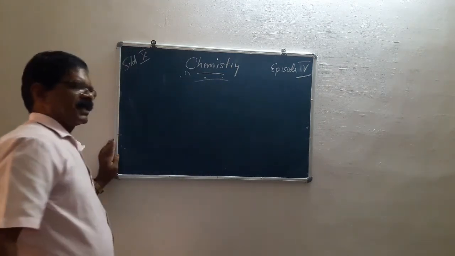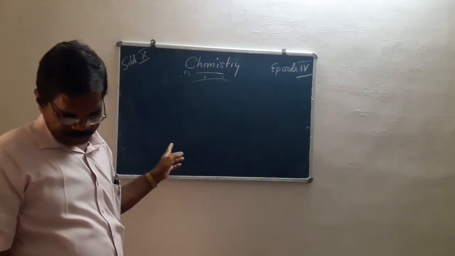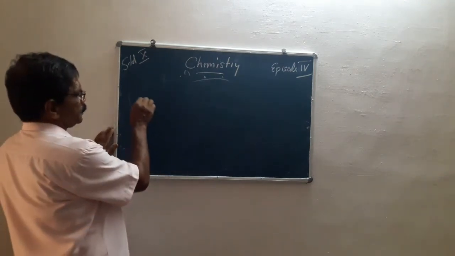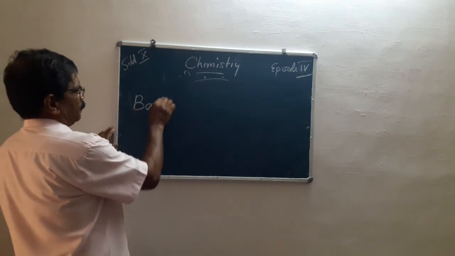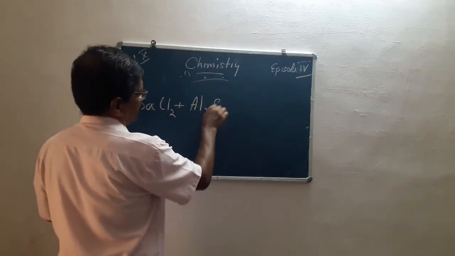Then there is one more reaction. What happens when barium chloride is added to aluminum sulfate solution? Barium chloride is added to aluminum sulfate solution.